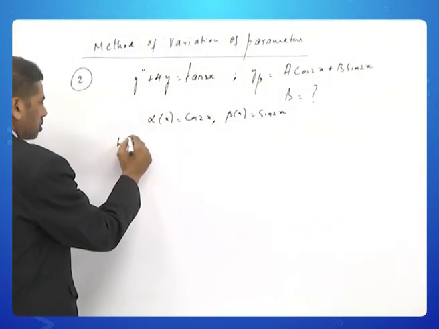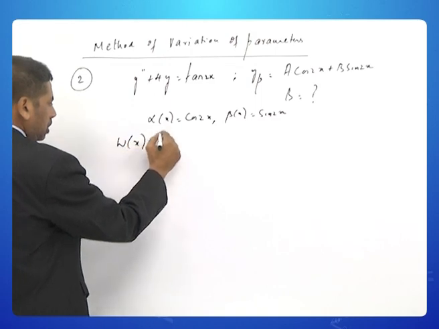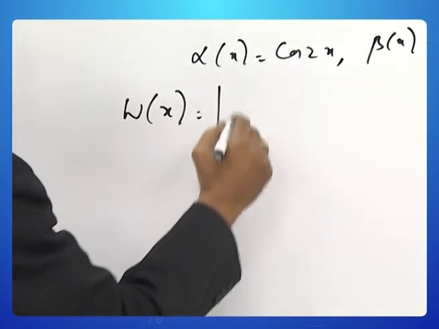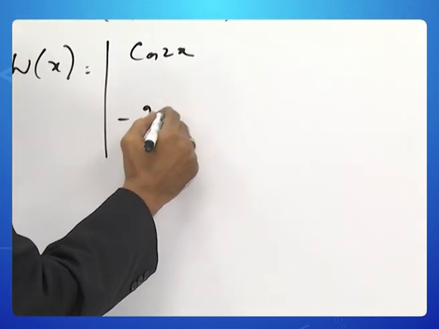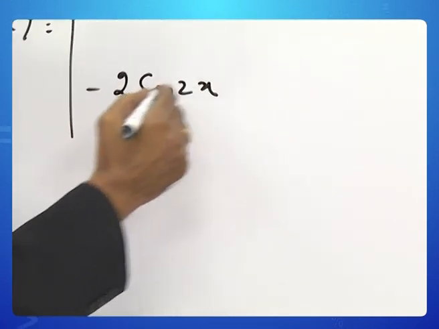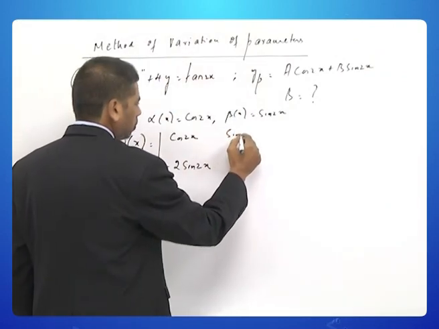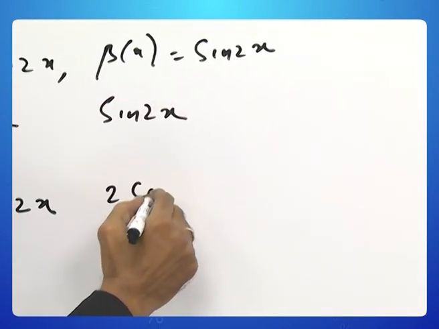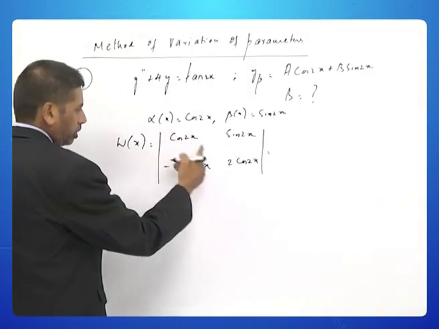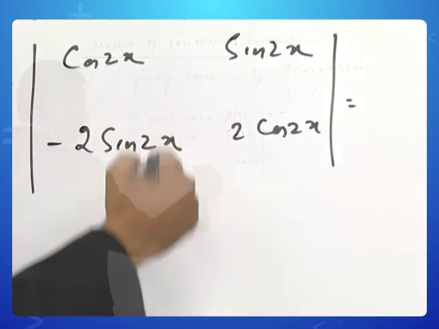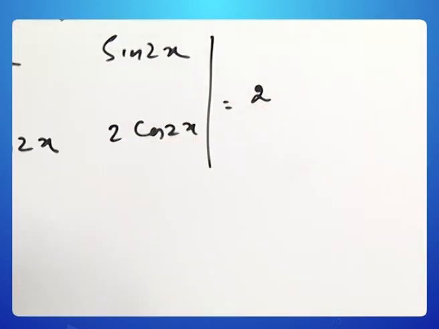Let us work out the Wronskian as determinant. First column, alpha x and its derivative. Second column, sin 2x and its derivative. Expand the determinant, you will get 2 cos square 2x plus 2 sin square 2x, so it is 2.